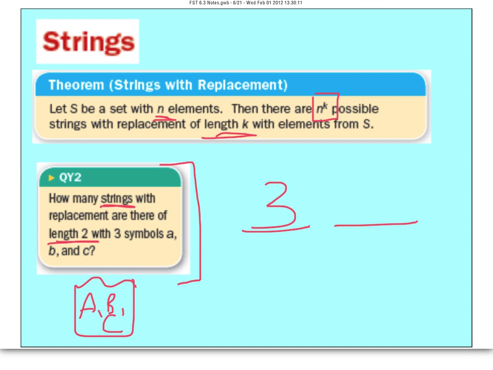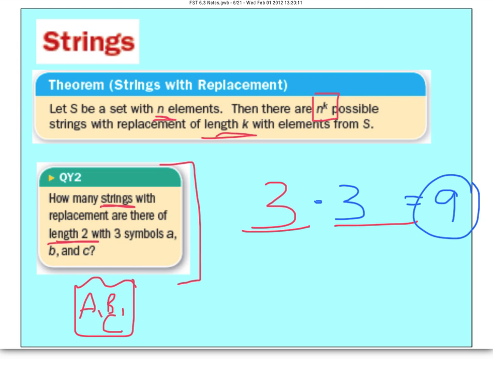Now what this one says is you can have replacement. And they mentioned it here, you replace it. So let's say I grab the letter A. I'm going to put that back into the bag. So when it comes to my second draw, when I go back in for the second drawing, I'm going to pick a letter. All 3 letters are still there. So now there's still 3 choices. Multiply those 2 together, just like it's the 2-letter string, and you get 9 choices.